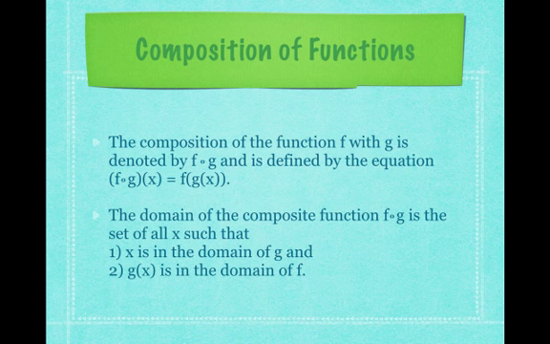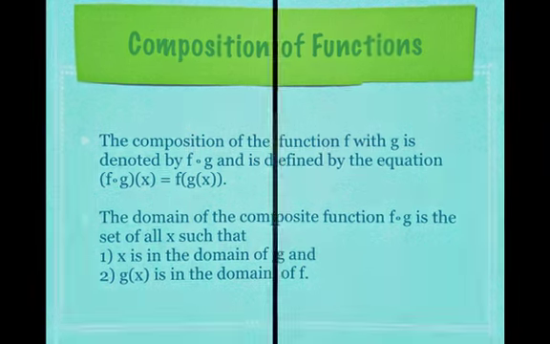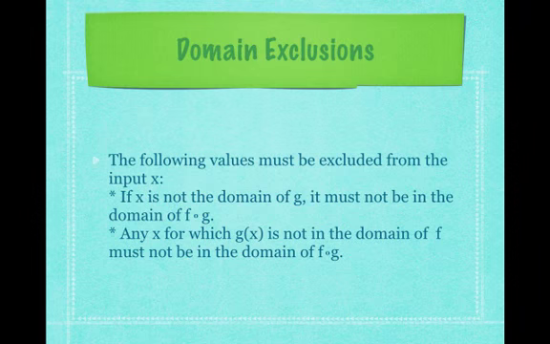The domain of the composite function f ∘ g is the set of all x such that x is in the domain of g and g(x) is in the domain of f. Domain exclusions. The following values must be excluded from the input of x. If x is not in the domain of g, it must be excluded from the domain of f ∘ g. Any x for which g(x) is not in the domain of f must be excluded from the domain of f ∘ g.